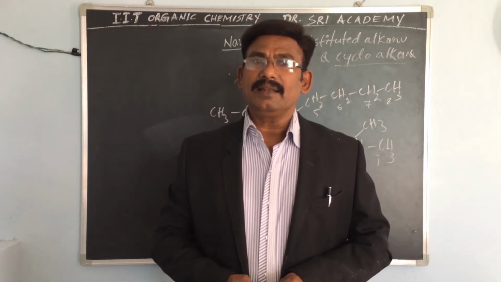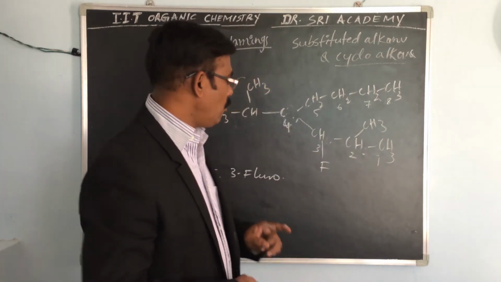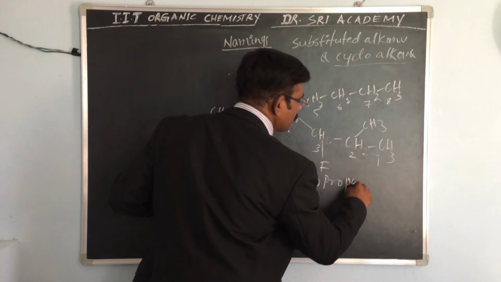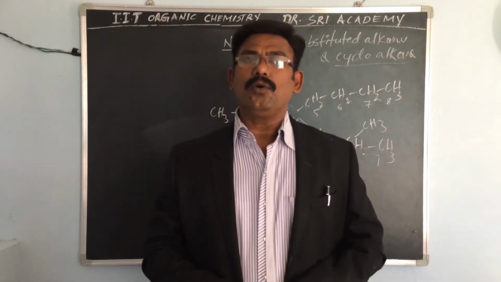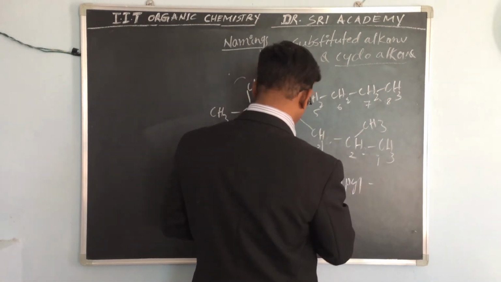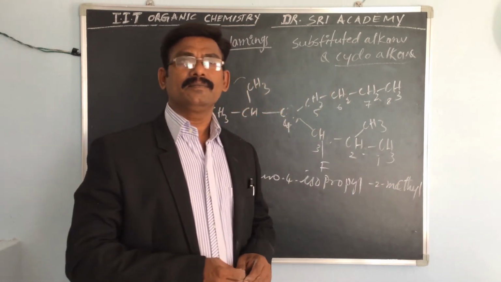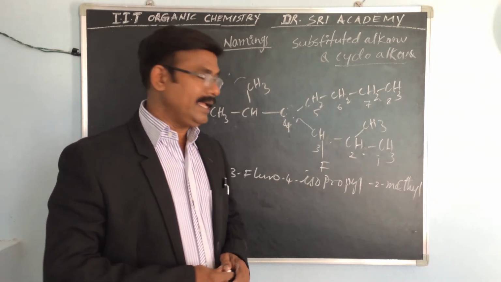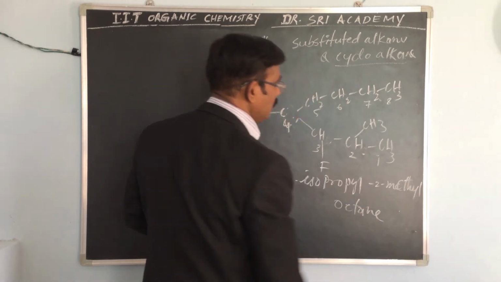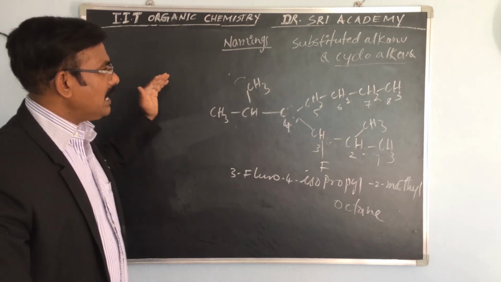3-fluoro. Then what will come? Isopropyl, 4-isopropyl. Then 2-methyl. Heptane, sorry, octane. 2-methyl octane. This is the naming. Don't confuse. You have to select the longest chain.